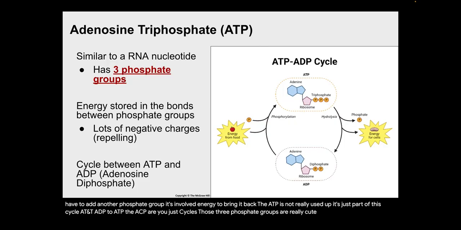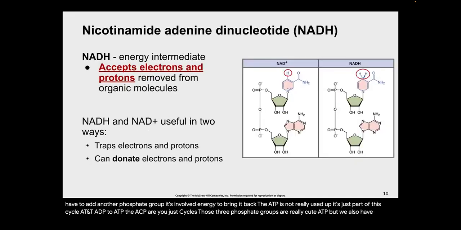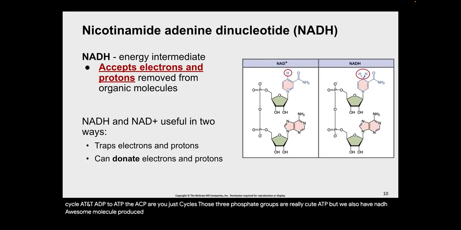All right, so we have ATP, but we also have NADH. NADH is also a molecule produced in cellular respiration that carries energy, right? But it does this in a different way. So in ATP, that energy is held in those bonds between the phosphate groups. In NADH, this molecule carries energy.